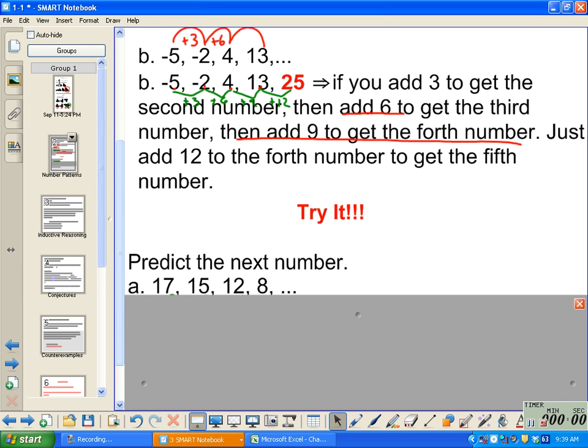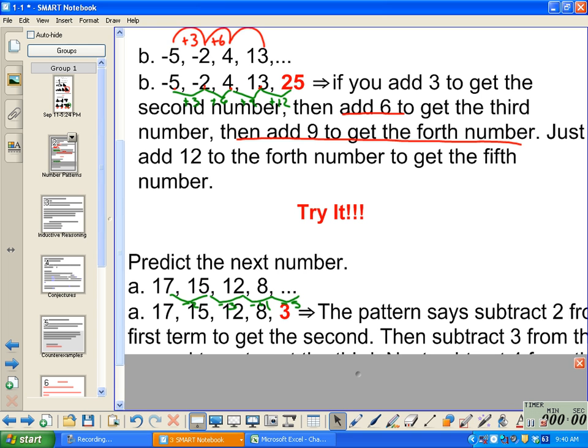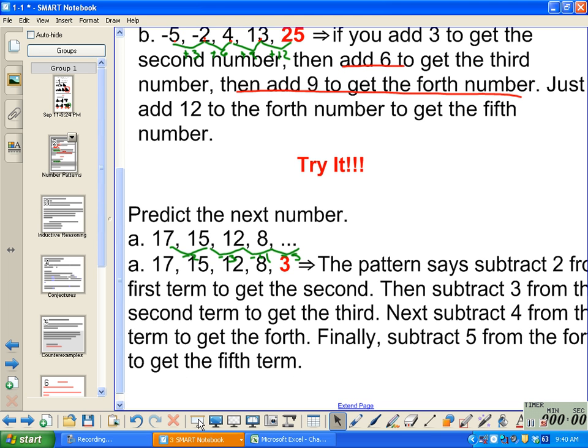17, 15, 12, 8. What will be next? Pause. If you guessed that the next number should be 3, you were correct. The pattern suggests that you subtract 2 from the first term to get to the second term. So 17 minus 2 will give you 15, then 15 minus 3 to get the 12, and then the 12 minus 4 to get the 8, and so on and so forth. You would subtract 5 from the last to get the fifth term, which is the 3.